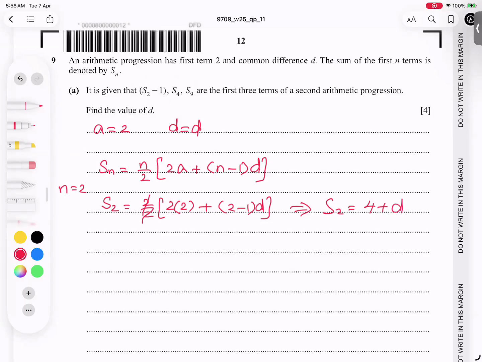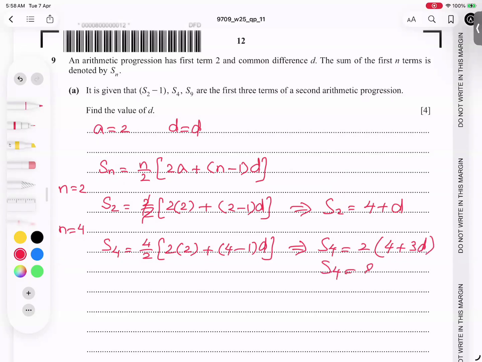Then I can find S4, n is equal to 4, replaced by 4 throughout. So S4 is equal to 4 over 2, 2 times 2, plus 4 minus 1 into D. And S4 I can find from here: 2 outside, 4 plus 3D. 2 fours are 8 and 6D. This is done as well.